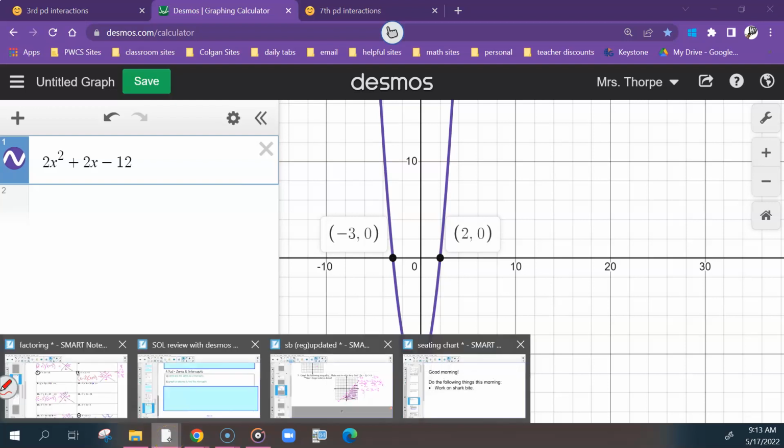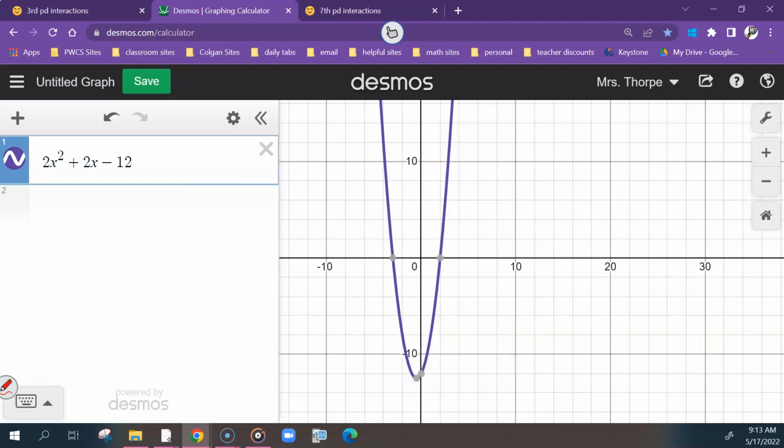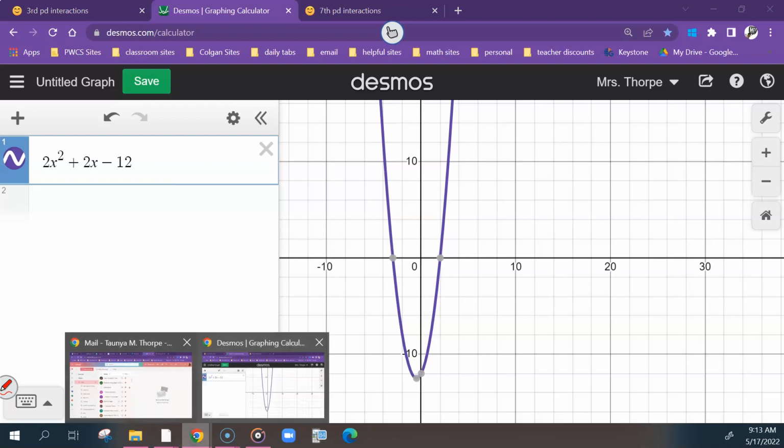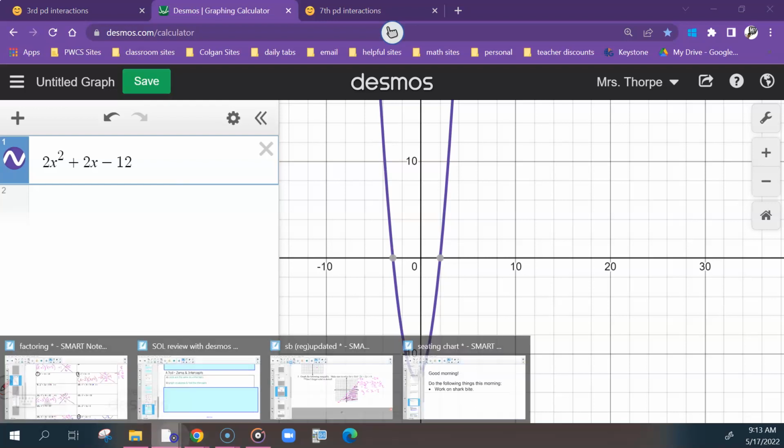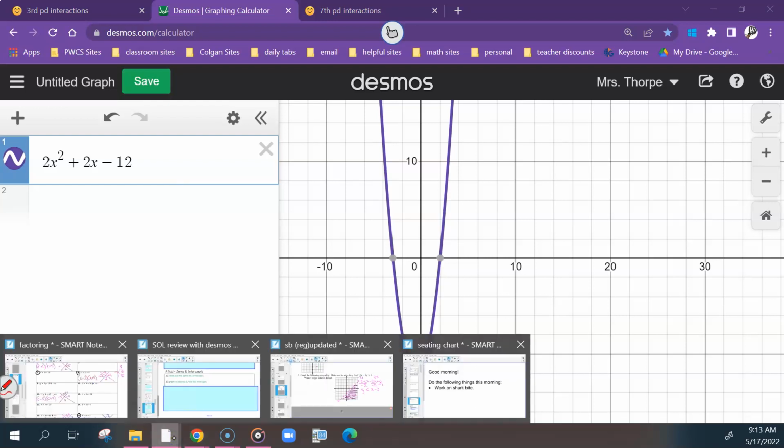Okay. How would we do that algebraically? You would have to factor it. So take 2 out of everything, and that would be algebra. It's like a trinomial.